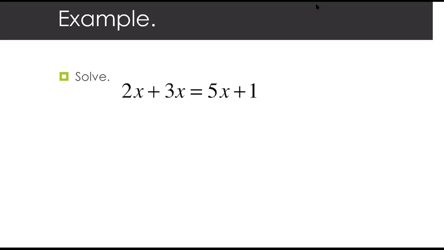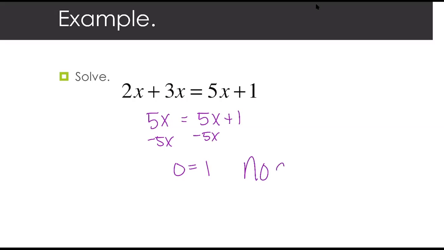Okay, so if you're working on this one, combine your like terms on the left-hand side, which is going to give you 5x equals 5x plus 1. We can subtract our 5x from both sides. So we would have 0 equals 1. What do you think that's going to mean? No solution. Correct. And we would classify that equation as inconsistent.